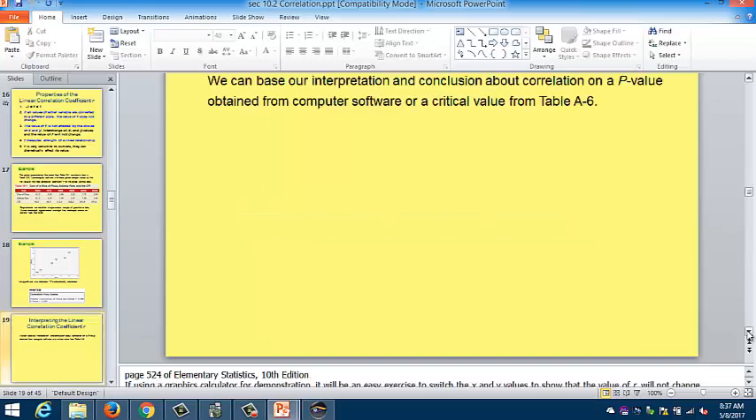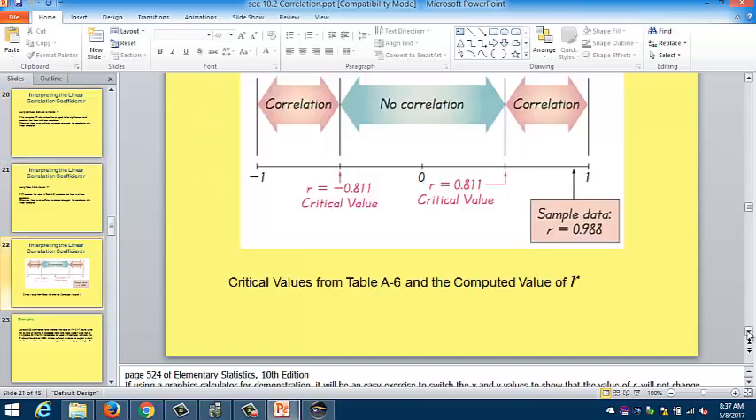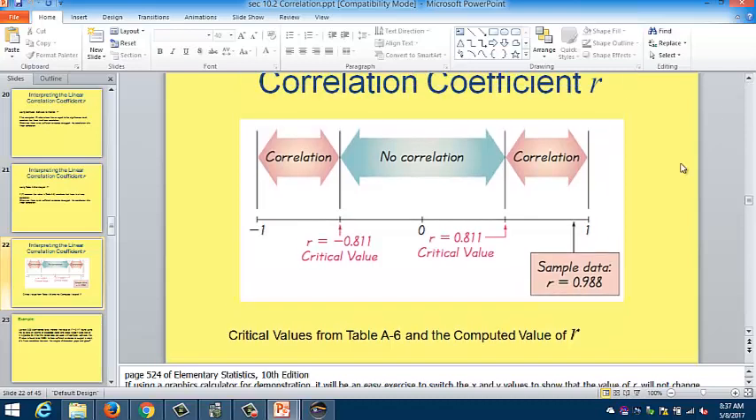Well, we're going to handle that question like we've done before. So it says we can base our interpretation and conclusion on a p-value. Or, what's the other way you can think about hypothesis testing? Either p-value or critical value, right? And so it turns out that this is kind of the picture. Now, it says critical values from table A6. So where's that? Here, let me show you.